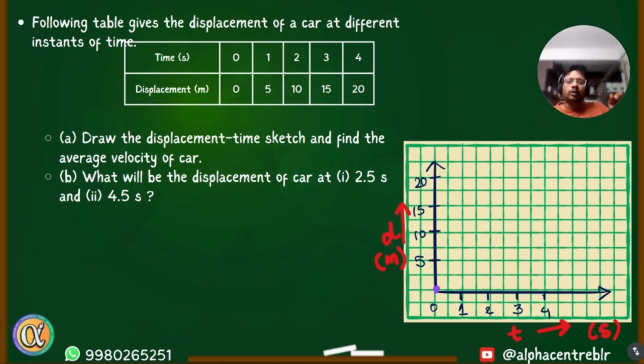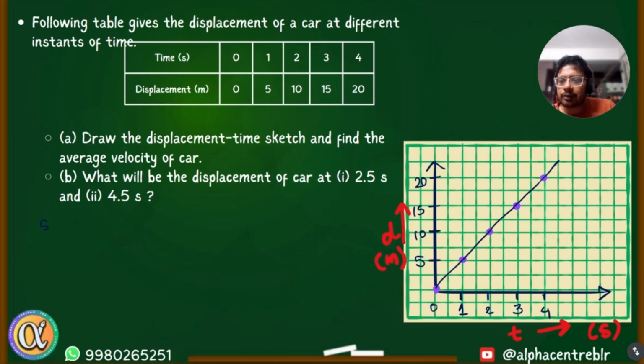So they have just discretely told for few intervals. Then we will roughly try to predict the graph. So at 0 it is 0. At 1 it is 5. At 2 it is 10. At 3 it is 15. Okay, so let's now join these points. When time is 1 second, displacement is 5 meter. When time is 2 second, displacement is another 10 meter, and so on. So this is how the graph looks like.